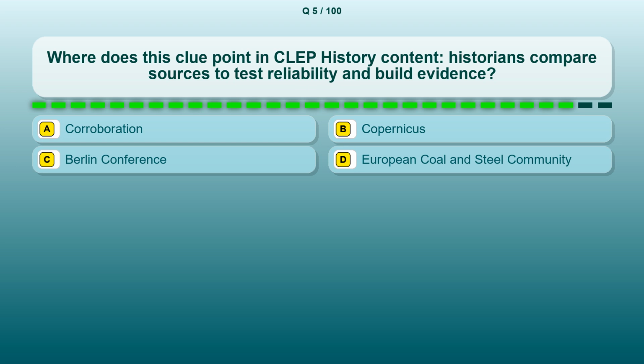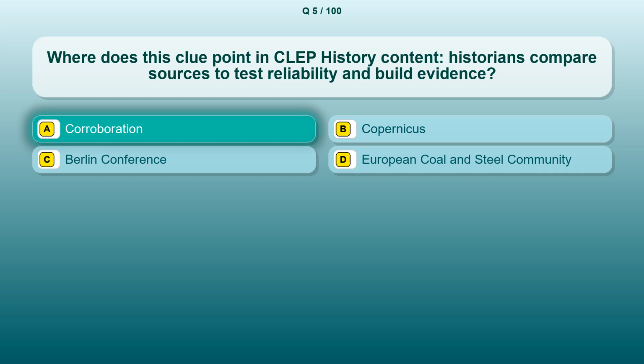Question 5. Where does this clue point in CLEP history content? Historians compare sources to test reliability and build evidence. Option A. Corroboration. Option B. Copernicus. Option C. Berlin Conference. Option D. European Coal and Steel Community.